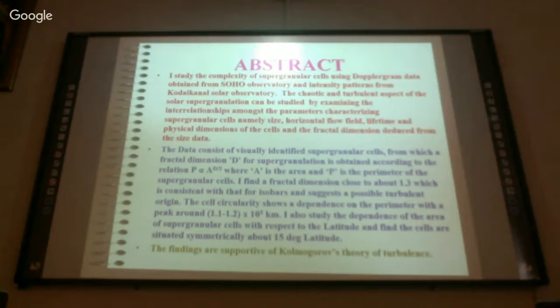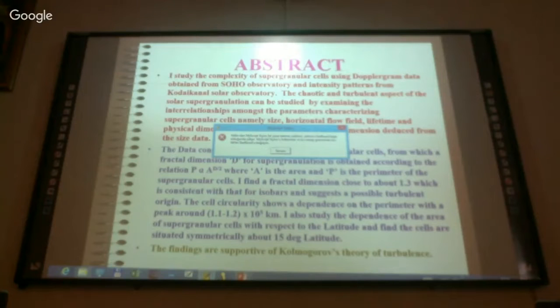The chaotic and turbulent aspect of the solar supergranulation can be studied by examining the interrelationships amongst the parameters such as the length scale, horizontal flow velocity, lifetime, and the physical dimensions of the cells such as the fractal dimension, area, perimeter. The data consists of visually identified supergranular cells for which the fractal dimension D for supergranulation is obtained according to the relation P proportional to A^(D/2), where P is the perimeter, A is the area of the cell, and D is the fractal dimension of the cell.